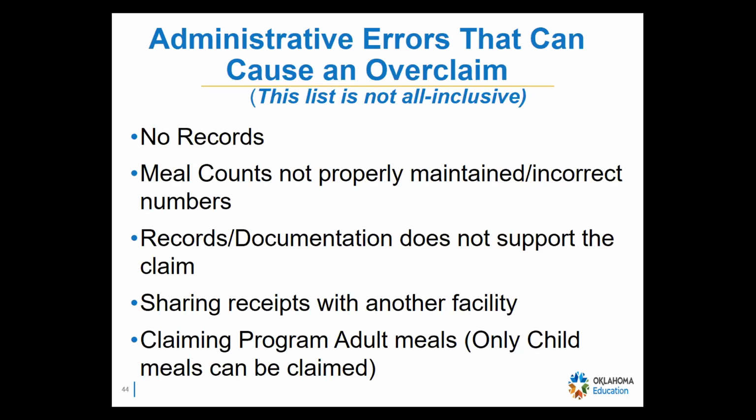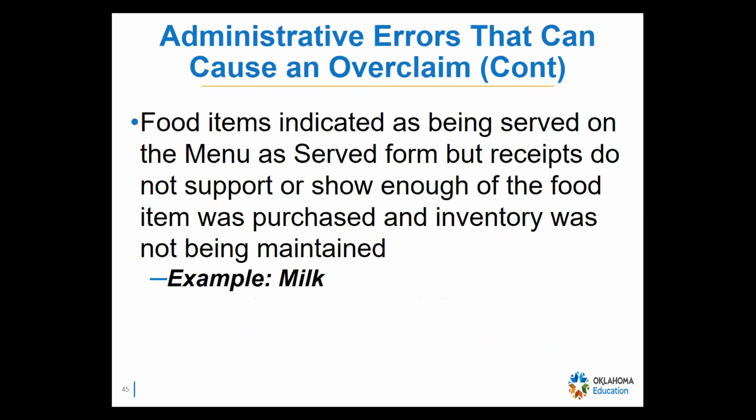Claiming any adults, no adults can be claimed. Program adults can eat, but they cannot be claimed. So those are kind of the main reasons why people may get money taken back for the administrative side during one of these reviews.